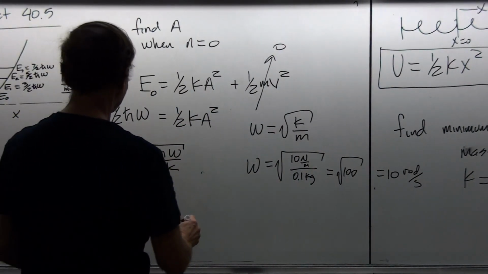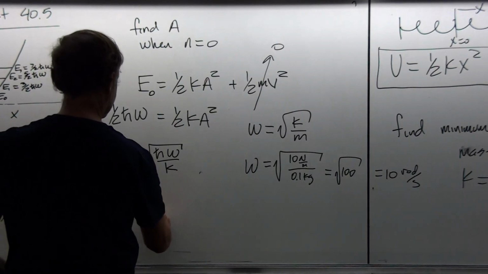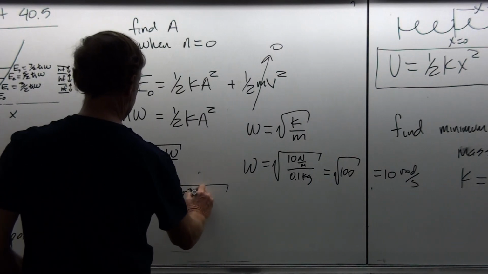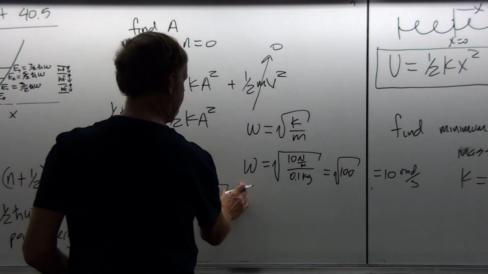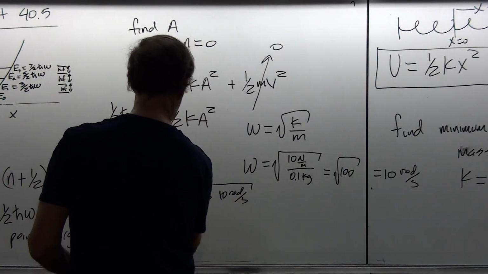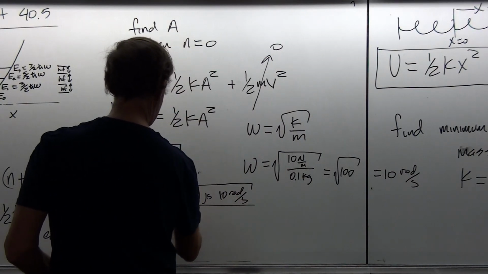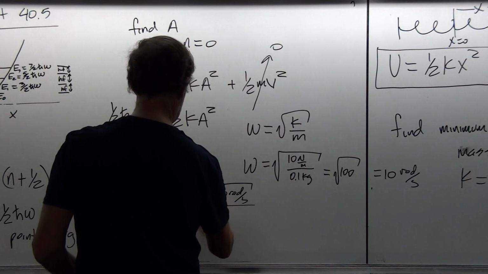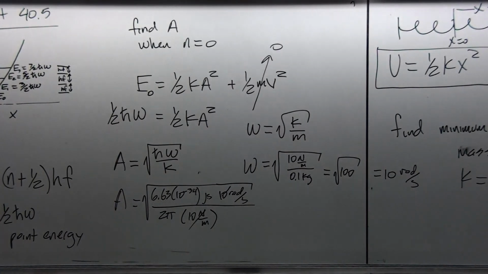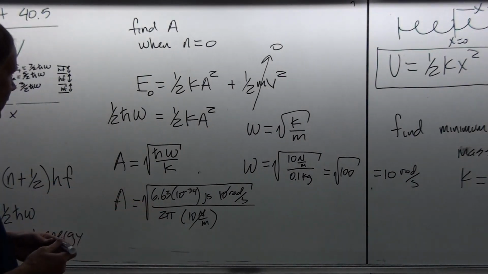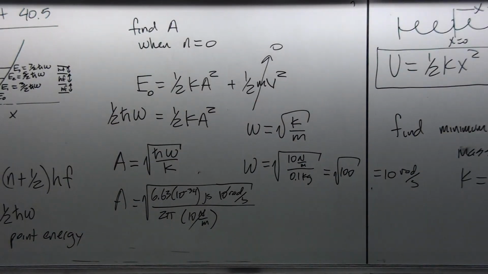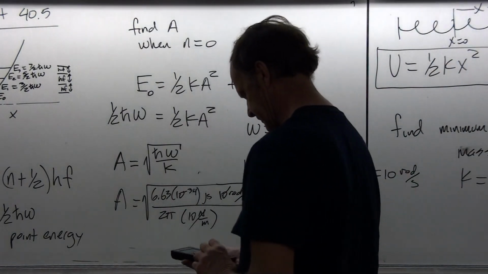We know that k is 10 also, and so A then is equal to the square root of h bar, 6.63 times 10 to the minus 34 joule seconds, times omega, 10 radians per second, divided by k, times 2 pi, and k is 10 newtons per meter. So the 10s are going to cancel, and so this gives us then, in terms of a numeric value, the square root of h bar for the amplitude of the motion. Let's see what that is.